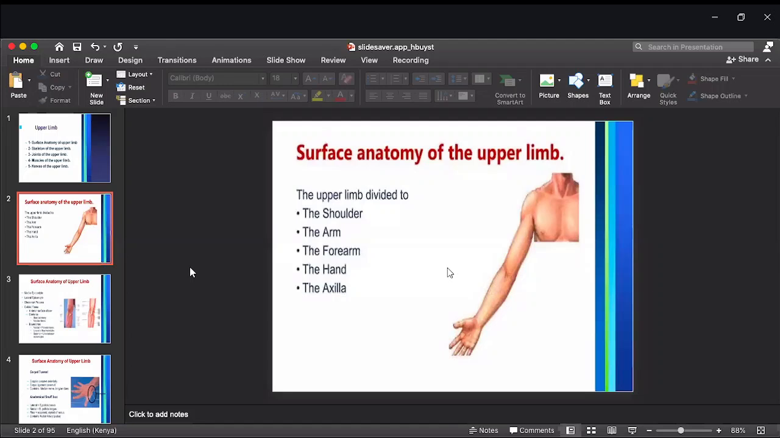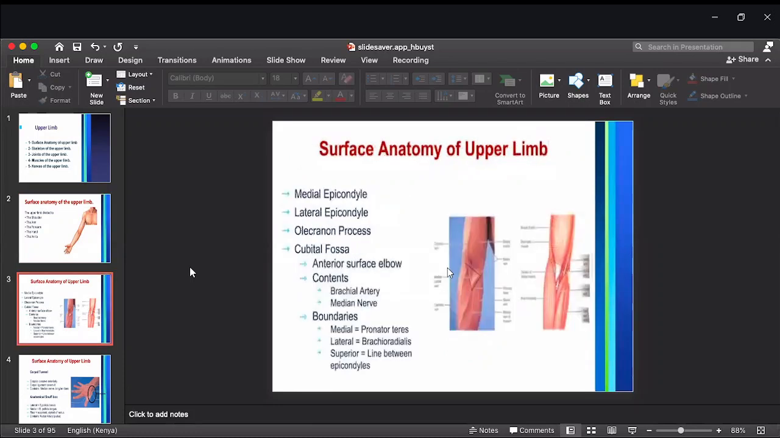So don't confuse the arm with the forearm. The arm is the part between the shoulder and the elbow joint, while the forearm is between the elbow joint and the wrist. Okay. So for the anatomy of the upper limb, we have the medial epicondyle and lateral epicondyle, which are the prominent parts of the elbow on either side. The olecranon process is found on the ulna. Cubital fossa is an important landmark of the upper limb, and you can also appreciate the boundaries. For example, this picture shows our cubital fossa, indicating the contents of the cubital fossa.